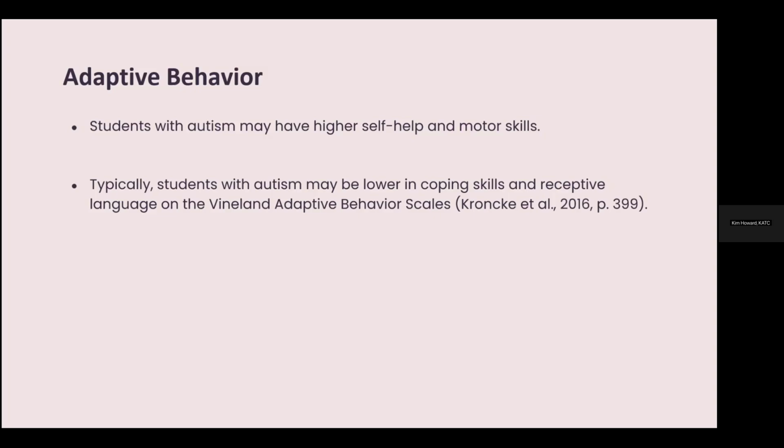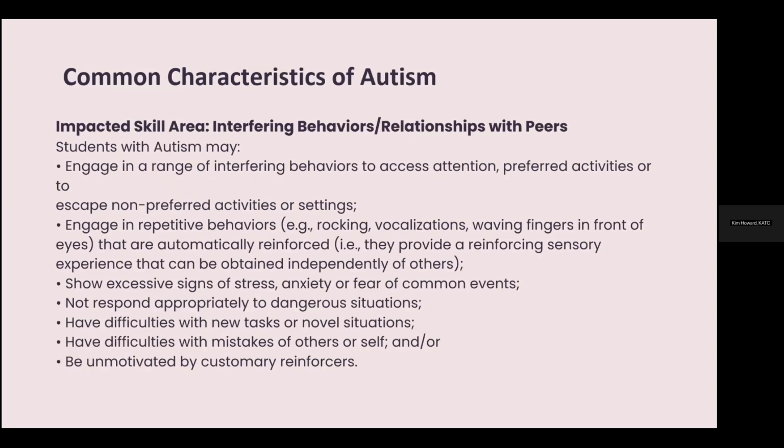So we're definitely going to do some sort of adaptive behavior skills assessment, whatever your school system has access to. And I know that really varies from place to place. I use the Vineland personally, but if what you have is working for you, then stick with that, right? And I know that can be pretty different across school districts. All right. So other common characteristics that we know about students with autism, it's that social piece of it, right?